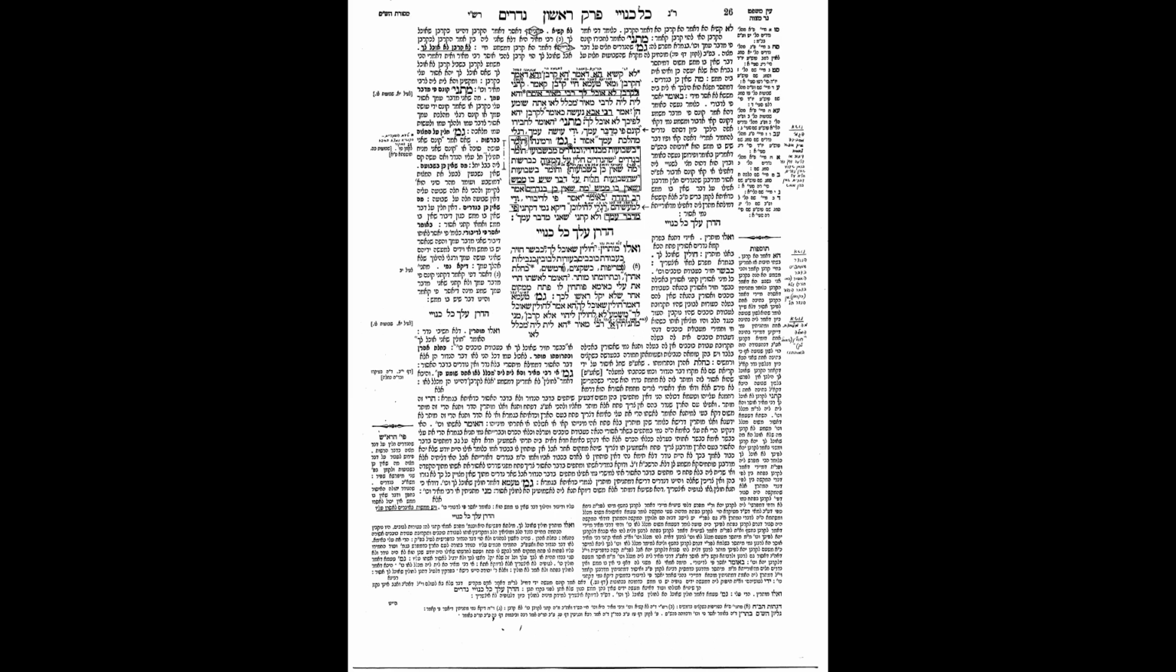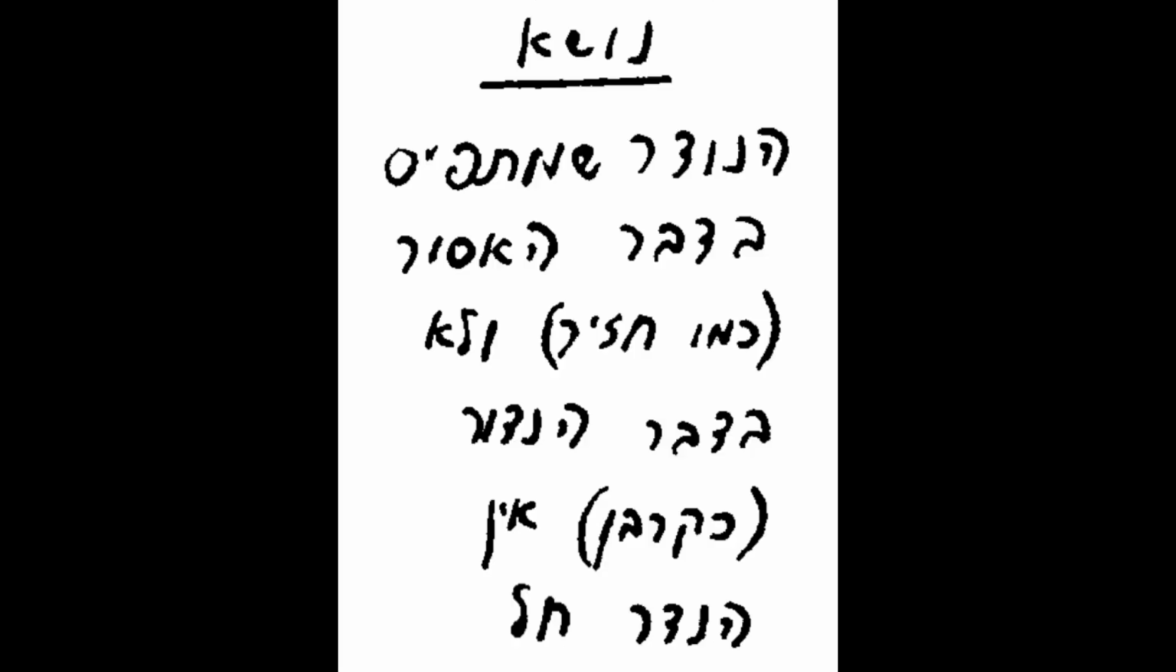And now, as you can see, we have been zocheh to complete the first perek of Nedarim, and we continue now with the second perek. Before we read the Mishnah at the beginning of the second perek, on the side we have a nosei, a topic heading, hanoder shematpis b'davar ha'asur.